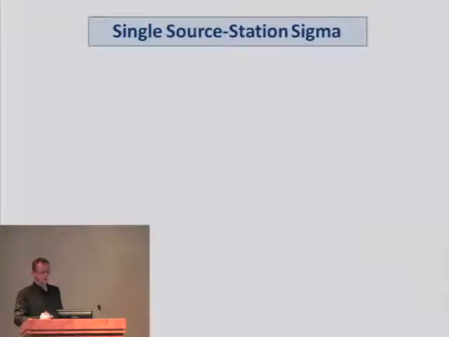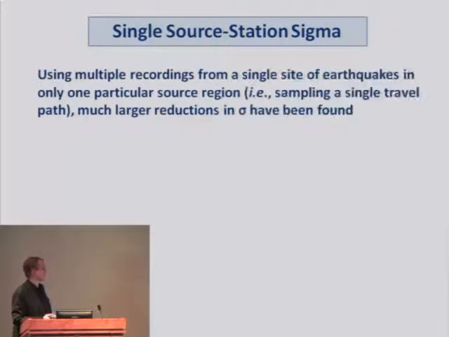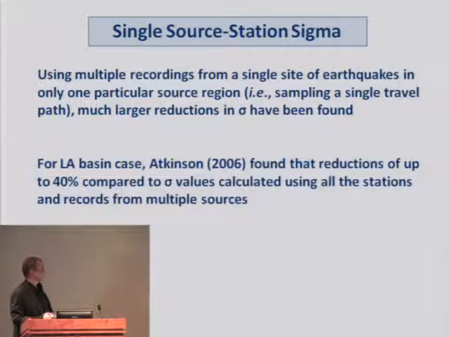The next step up from that, obviously, is to go to single combinations of source and site. In other words, single path sigmas, where we're now sampling only the variability of events at one source along the same path and at the same site. And for the LA basin case, Atkinson found that reductions of up to 40% of sigma could be achieved doing that, when she was combining records from a single station, but only records generated by earthquakes in a single source.